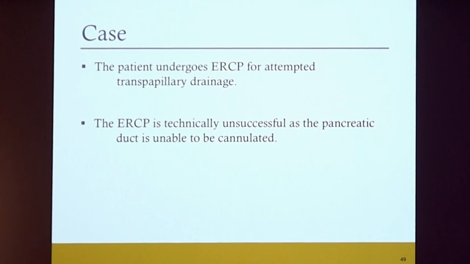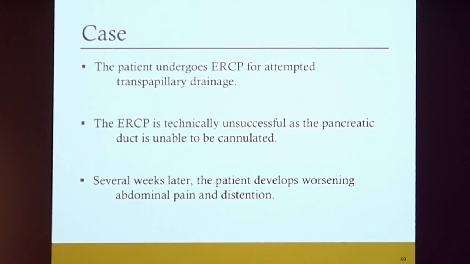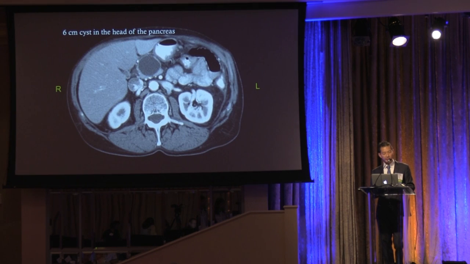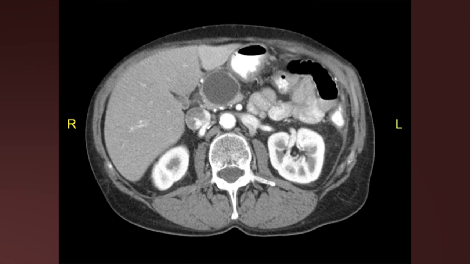So they should have left her alone, but they didn't. All right? So the patient undergoes an ERCP for attempted transpapillary drainage. The ERCP is technically unsuccessful as the pancreatic duct is unable to be cannulated. And several weeks later, the patient develops worsening abdominal pain and distension. So now time has progressed. She gets a repeat CT scan. And now the cyst in the head of the pancreas is even larger than it was before. And now she's symptomatic.